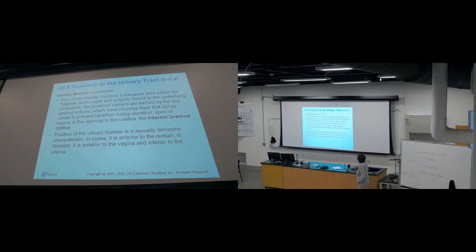Internally, in the mucosa, there is a space that is called the trigone. This is the floor of the urinary bladder, and in this region, there are no rugae. It's actually the space between the two openings of the ureters and the opening of the urethra. And it's low and a little bit posterior.